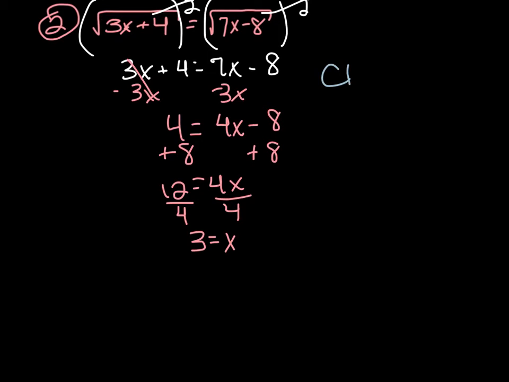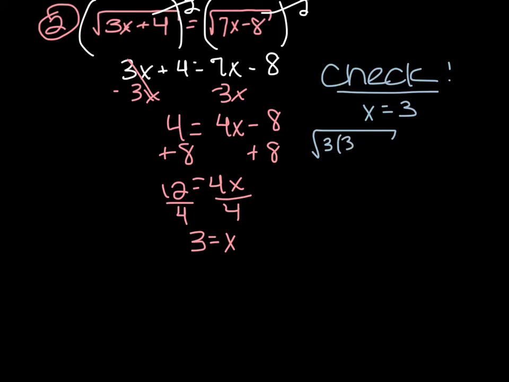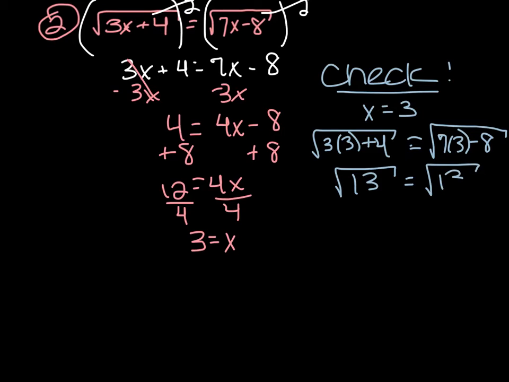Again, this cannot be a solution until I check. So I'm going to check that x equals 3 by plugging it in to the original, so what they gave you. So 3 times 3 plus 4 is under the first radical, and 7 times 3 minus 8 is under the second radical. This is going to give me a 9 plus 4, which is 13, and a 21 minus 8, which is 13. I do not need to see the decimals from here. I don't even need to see, honestly, if the radicals can be simplified, which they can't in this case. All I need to see is that it works, so this is a solution.